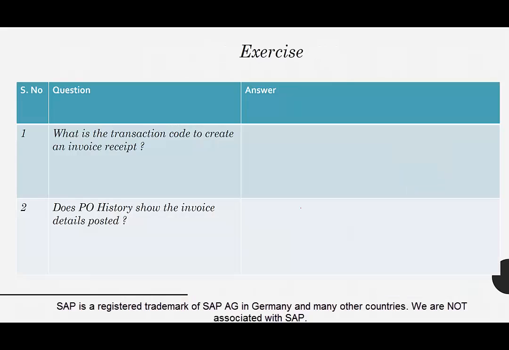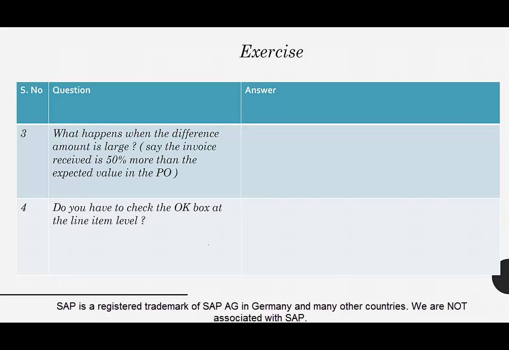Let's do an exercise on invoice receipt. The first question is, what is the transaction code to create an invoice receipt? Simple. Second question, does PO history show the invoice detail posted? You've just seen this. Third question is, what happens when the difference amount is large? Difference amount meaning the difference between what has been posted versus the original PO amount. The fourth question is, do you have to check the OK box at the line item level of the invoice? We have just discussed that.